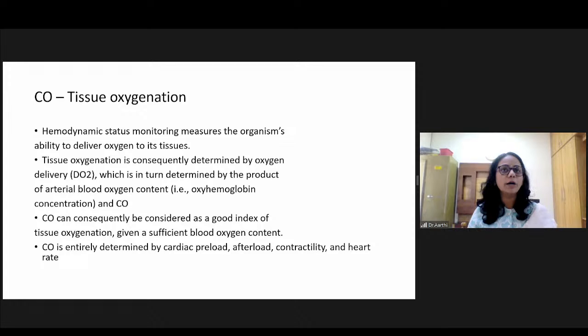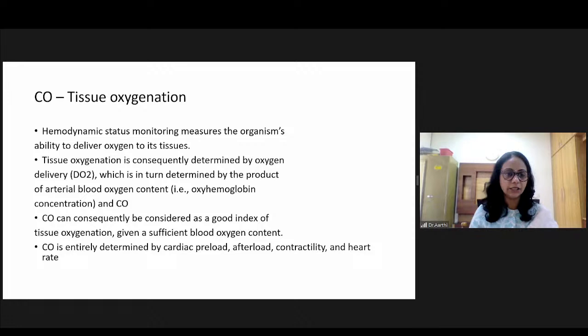So now coming to the most important parameter which we assess during hemodynamic instability, which is the cardiac output. Hemodynamic status monitors measure the ability of the organism to deliver oxygen to the tissues. So tissue oxygenation is consequently determined by oxygen delivery, which is in turn determined by the product of arterial blood oxygen content and the cardiac output.